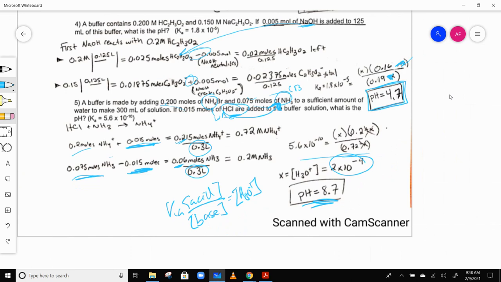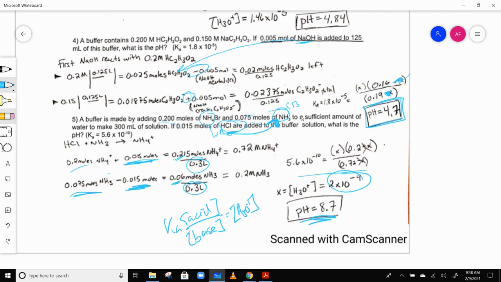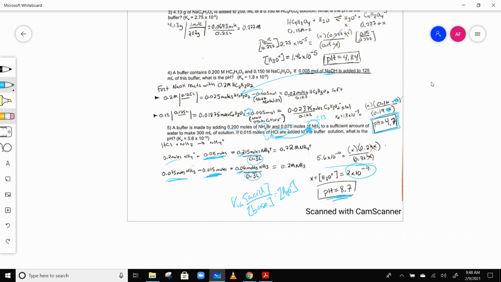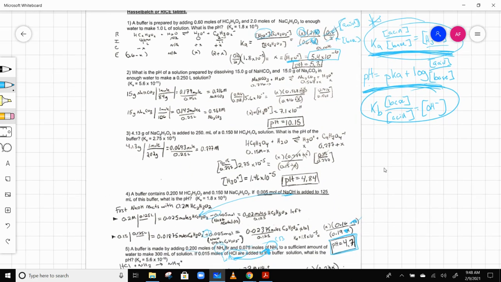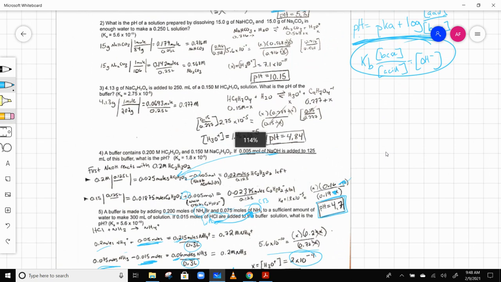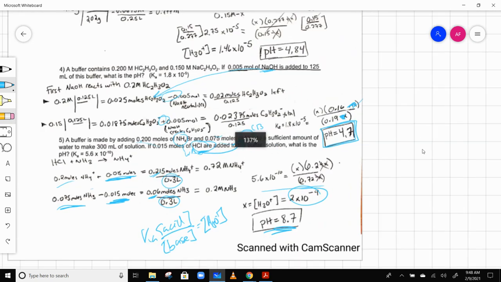Okay, that's really it. Those 5 problems. You're going to do the same thing for the other 5. So those are the 5 examples. They're exactly the same as the practice problems, except I changed numbers. Just get used to doing this. They do get more difficult.